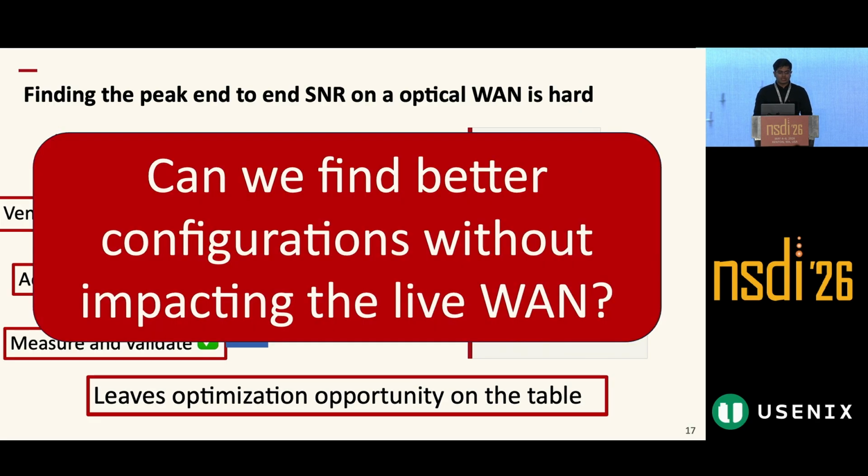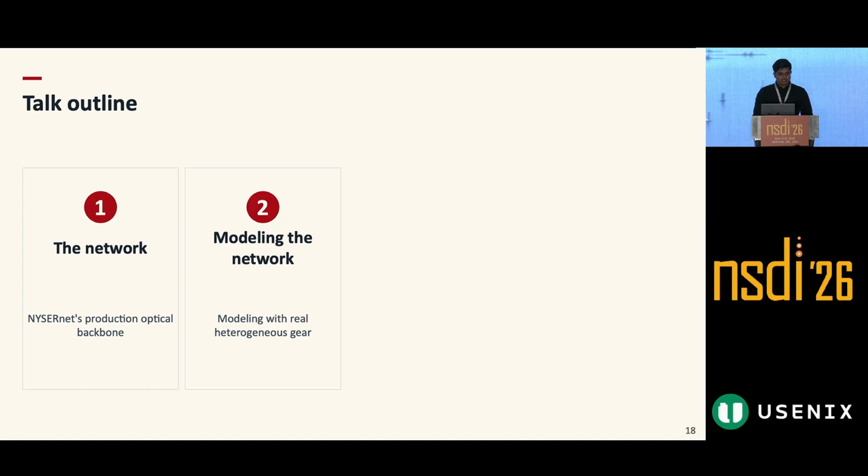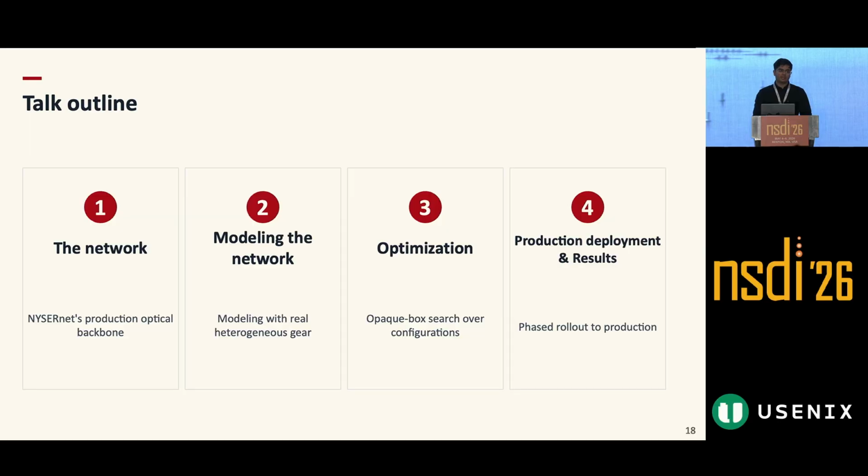So we asked the question, can we find a better configuration without touching the live WAN? And that's what we do in this project. We model the optical network, we find the optimal configuration, and eventually we deploy. In this talk, I'll first describe the network that we modeled. Then I'll talk about how we modeled the network, followed by how we optimized the network, and finally, I'll talk about how we deployed and what our results were.